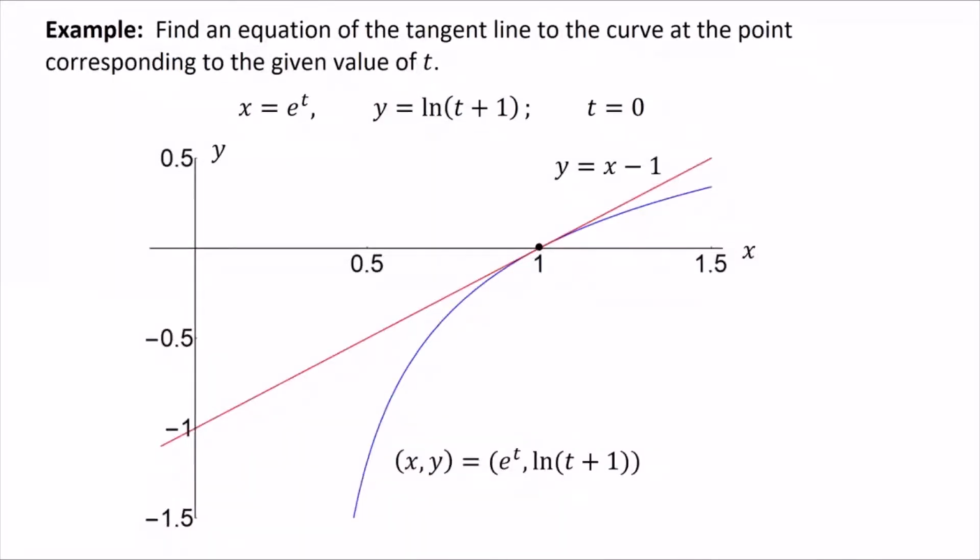We can confirm our answer graphically by considering a graph of our parametric equations over the x interval from 0 to 1.5 and the y interval from negative 1.5 to 0.5. The parametric equation, shown in blue, is increasing and concave down over the interval and crosses through the point (1, 0). The tangent line, y equal to x minus 1, is shown in red and also passes through the point (1, 0), and appears to be tangent to the parametric curve as desired.